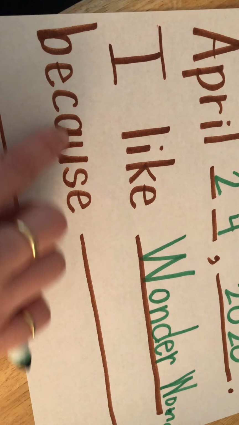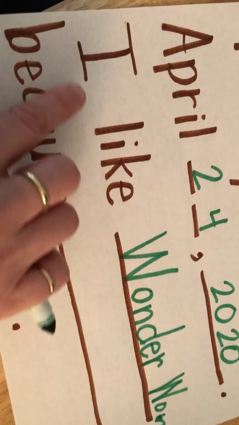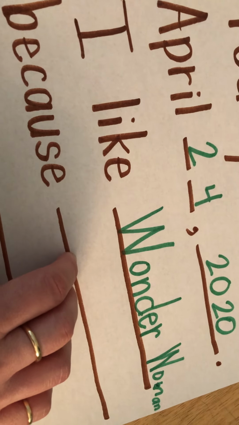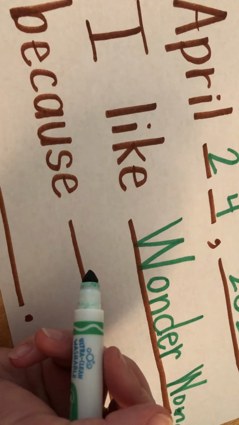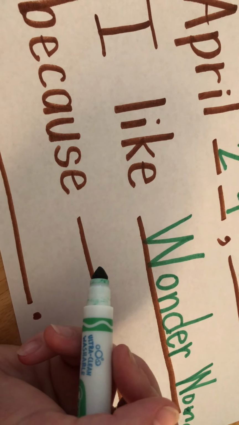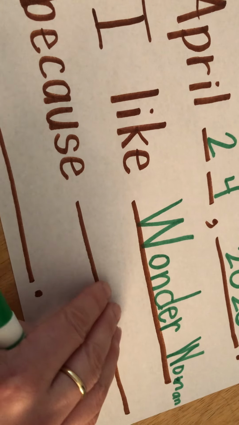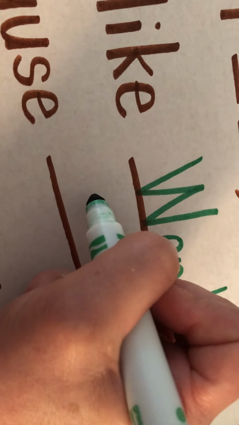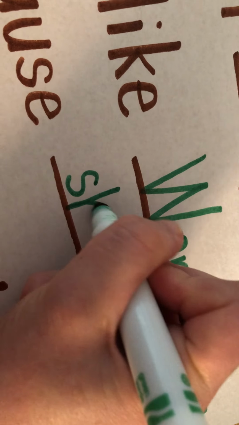And that this word because helps you add more to what you're writing. So I like Wonder Woman because, and I like her because she's strong. She can lift heavy things. She also has an invisible airplane, and that's pretty cool, but I like that she's strong. So I'm going to write, she is strong. So the word she begins with sh. Do you know what two letters make sh? If you said S-H, you are correct.